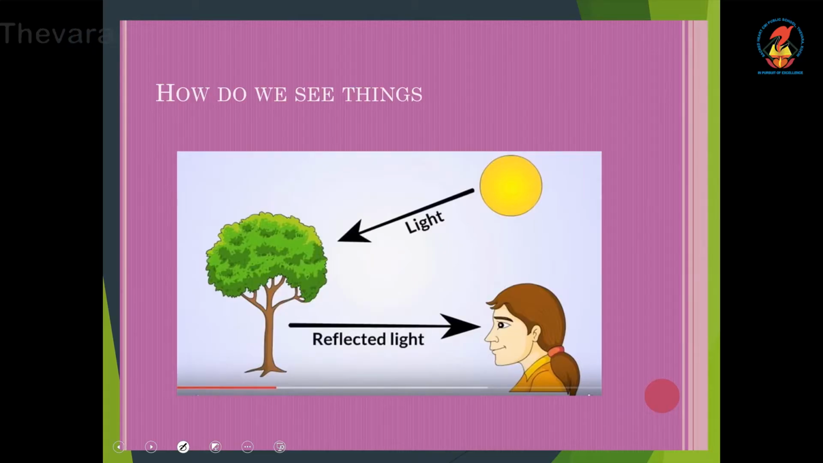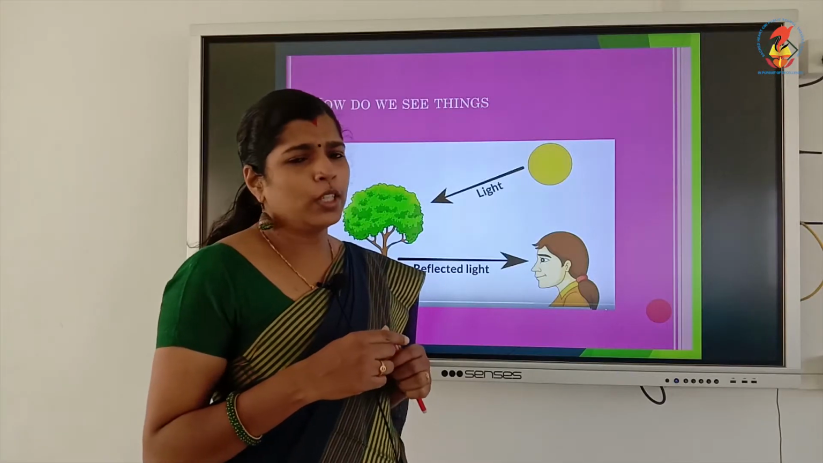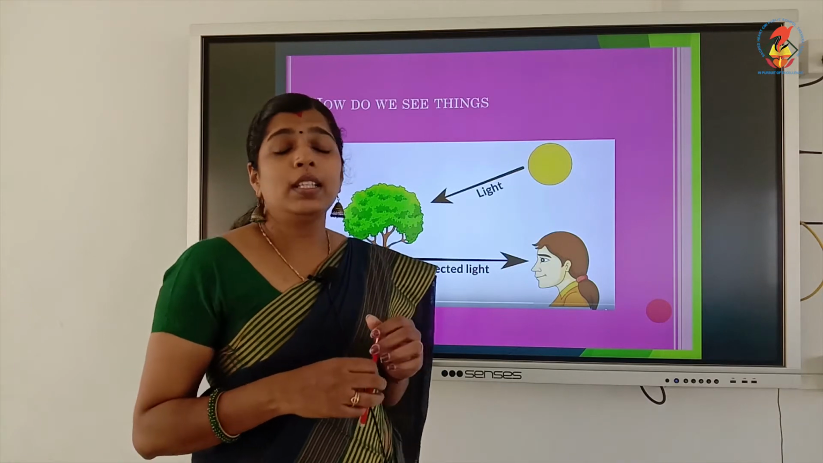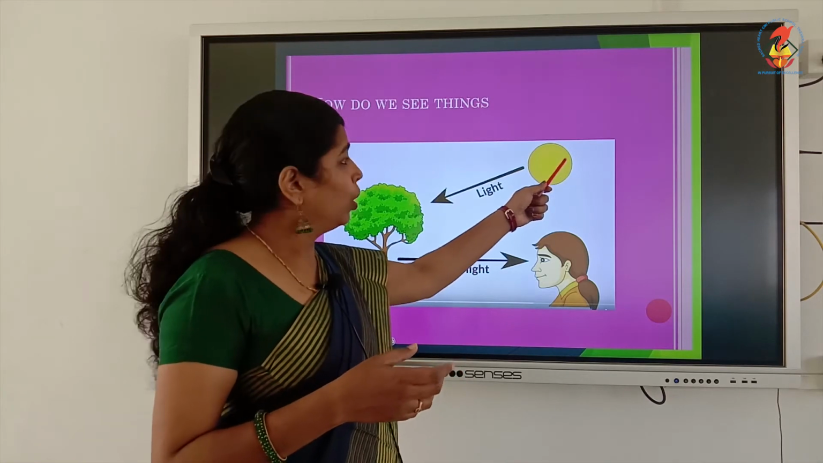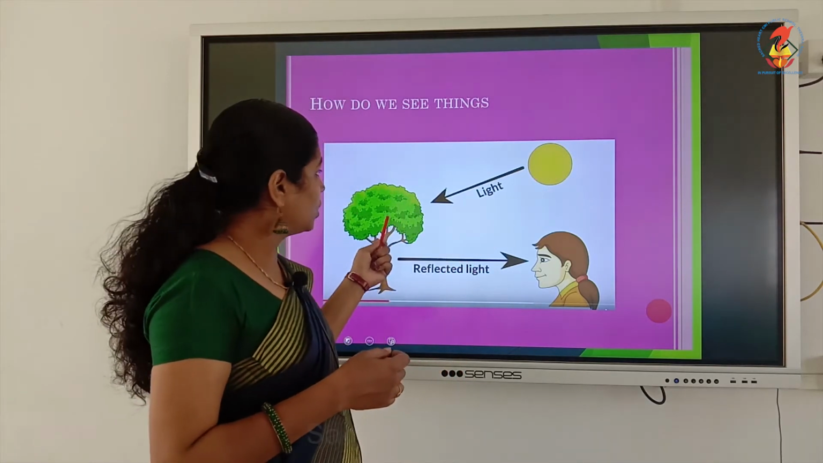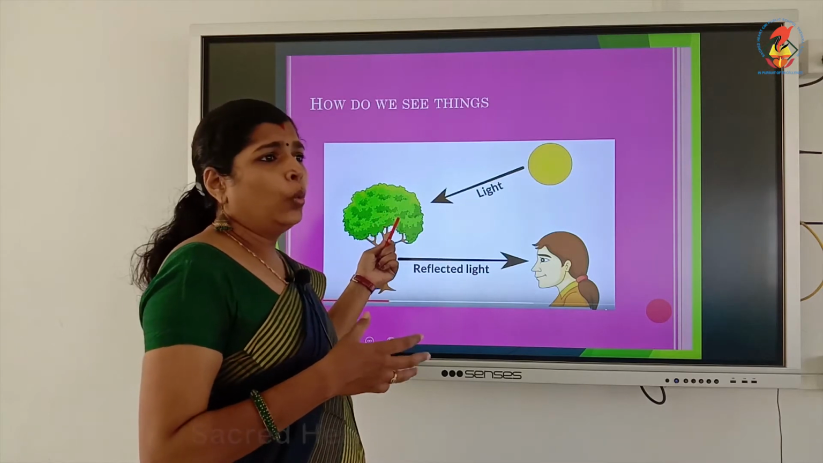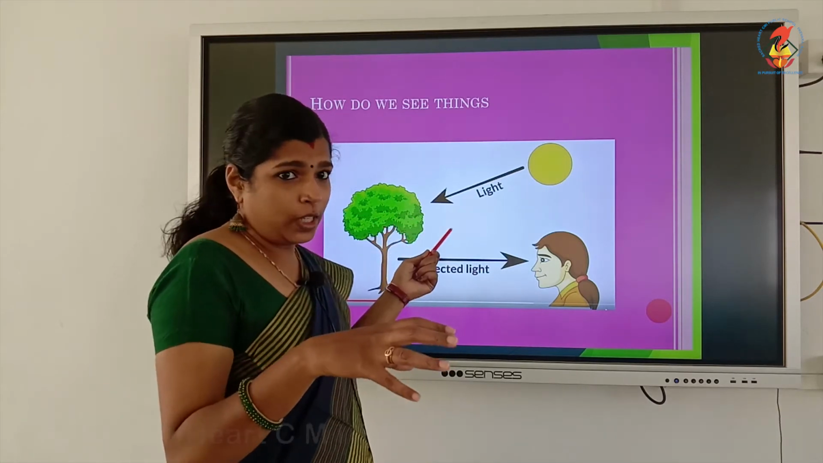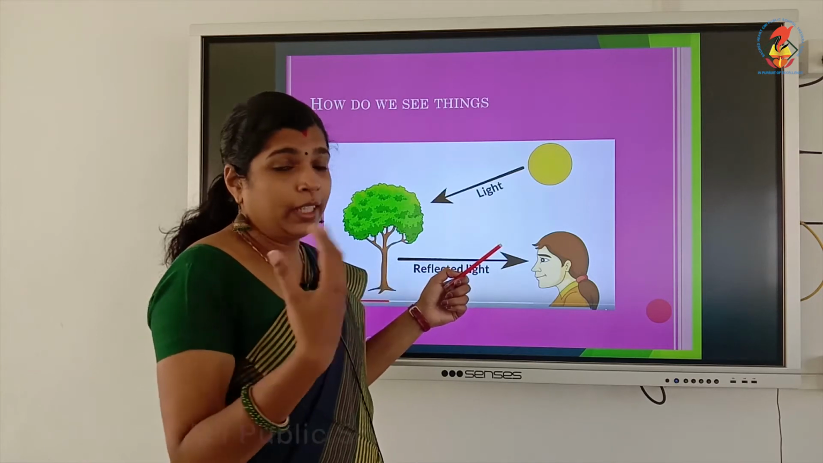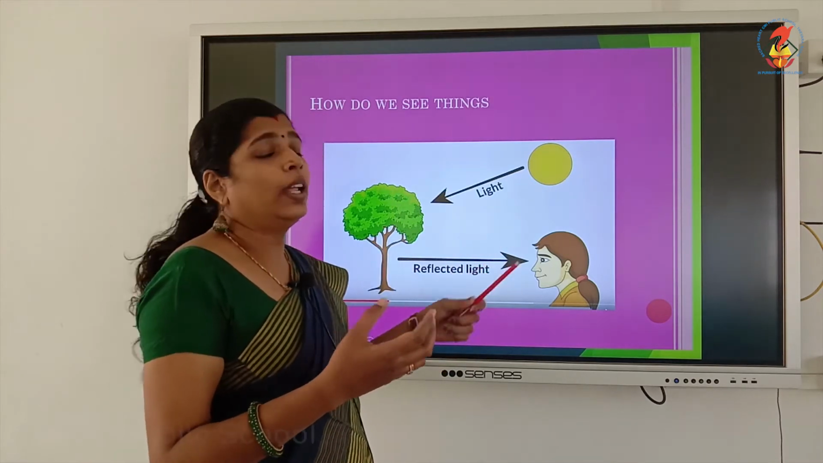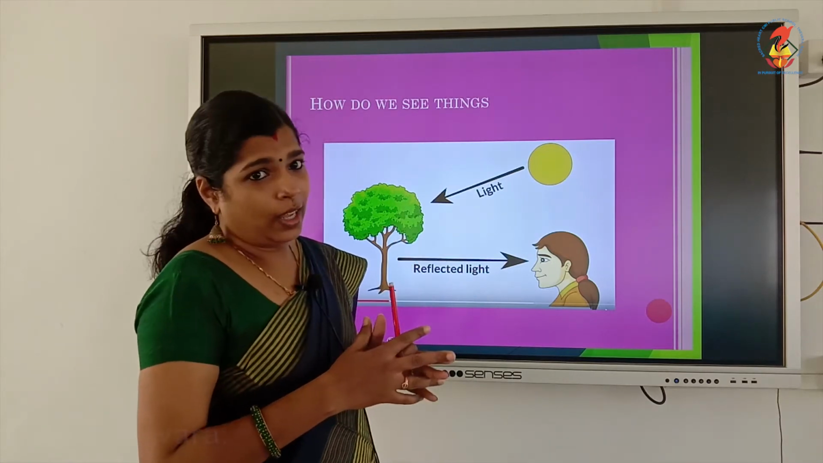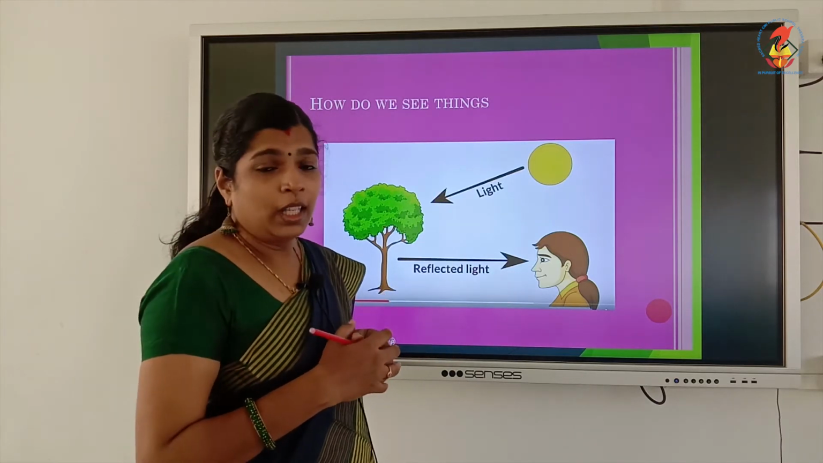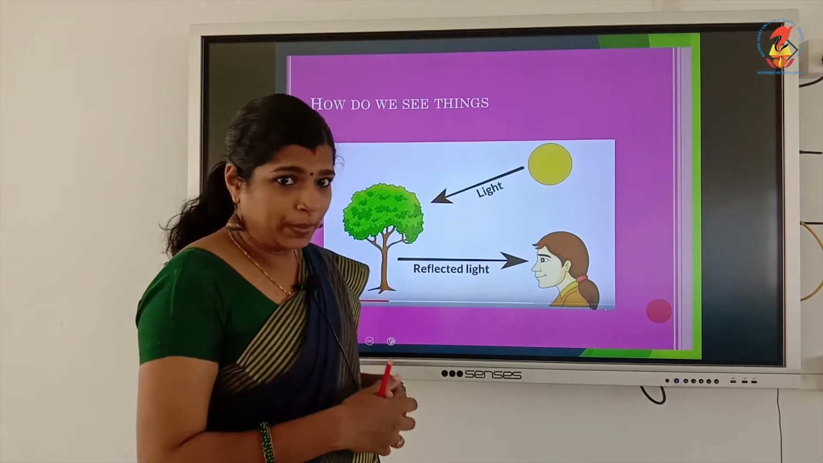Then, how do we see things? Normally there are luminous objects and non-luminous objects. Light is produced by a luminous object, for example the sun. The light from the sun reaches this tree. When light falls on an object, some part of the light is reflected back, or sent back. If that reflected light reaches our eye, then we will be able to see that object.